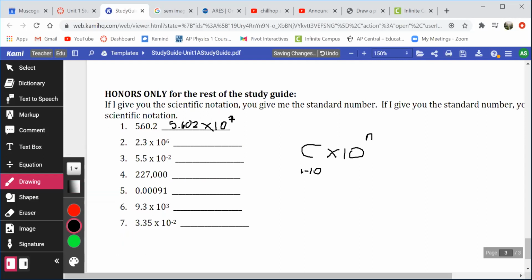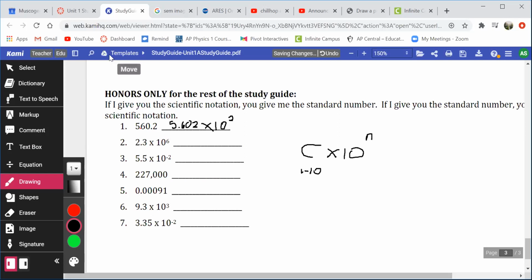All right, if I'm moving to the right and getting larger, our exponent is going to be positive, and however many times I'm moving gives me the number. If I am going to be getting smaller, if that's the case and the decimal moves to the left, my exponent needs to be negative. All right, so let's look at number 2.